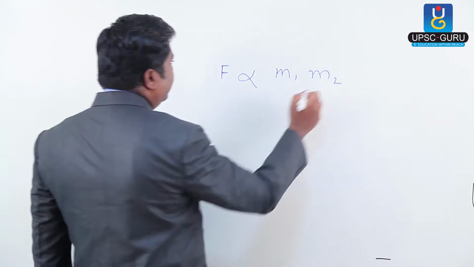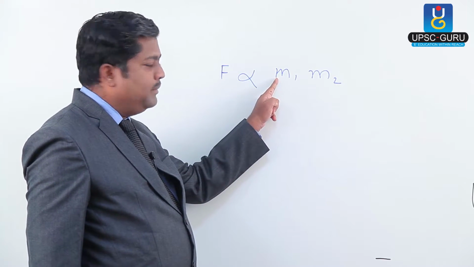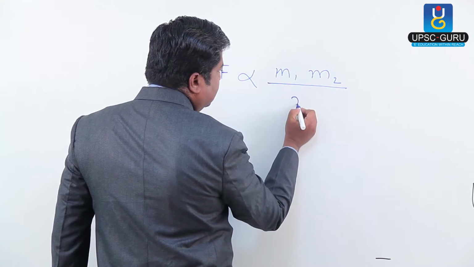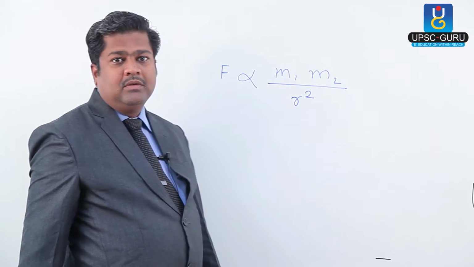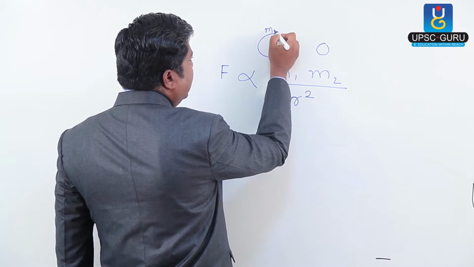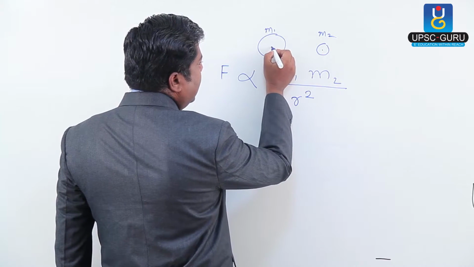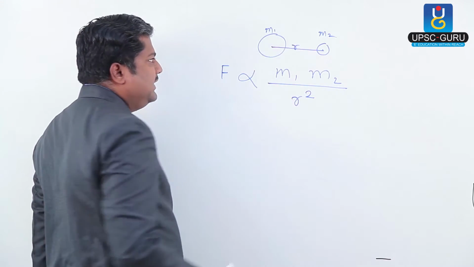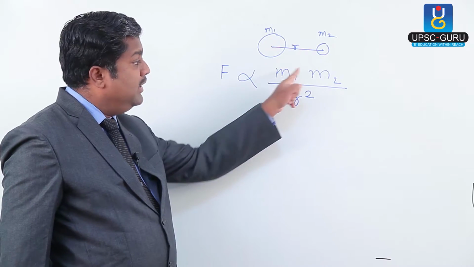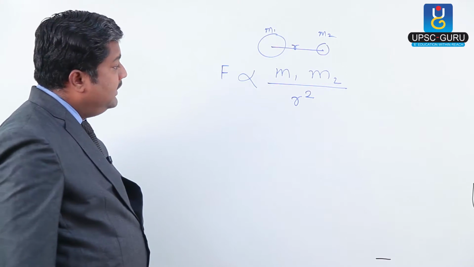Suppose I have to find the gravitational force between the moon and the earth. Suppose the mass of the earth is m1 and the mass of the moon is m2. Suppose this is the earth and this is the moon, having masses m1 and m2. I go to the center and measure the distance between the two objects. This distance is r. So the gravitational force is directly proportional to the product of their masses, m1 into m2, upon the square of the distance between them, r square.